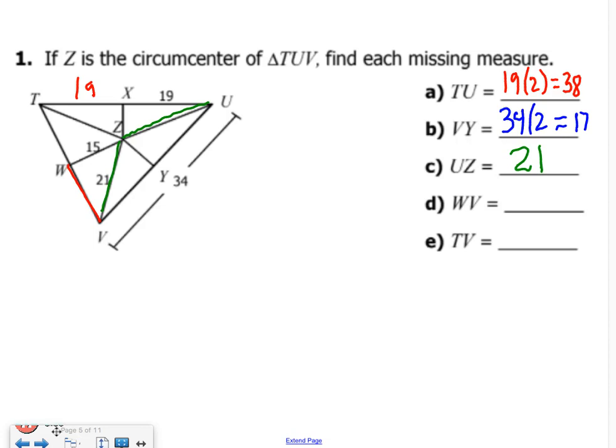No, it's not. Ooh, I heard it. What's right here? A right angle. What can you use to find the missing side of a right triangle? Pythagorean theorem. So 15 squared plus x squared equals 21 squared.